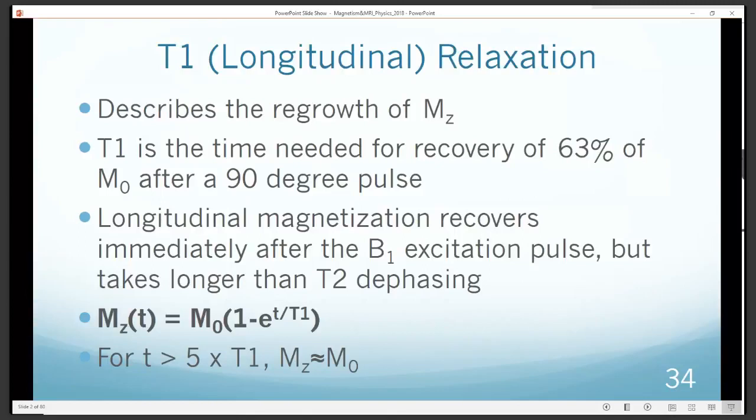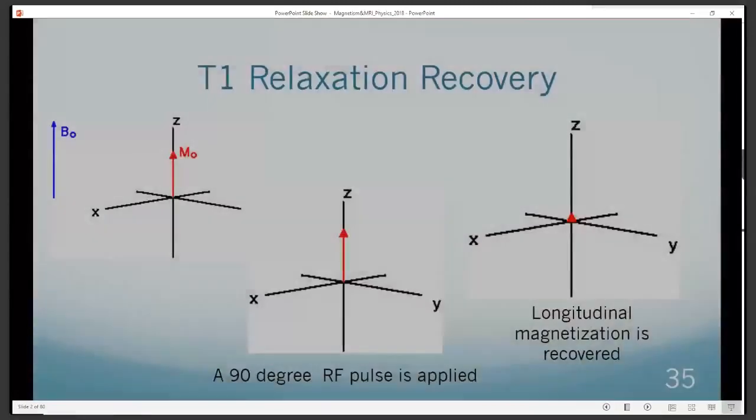As you can see, it's in this exponential equation here, which shows that it's a recovery thing. That's where the 63% comes from in here. And you don't get full recovery until you're up to 4 or 5 times T1. That's when you're getting close to this value here, the exponential of negative t over T1 being 0.